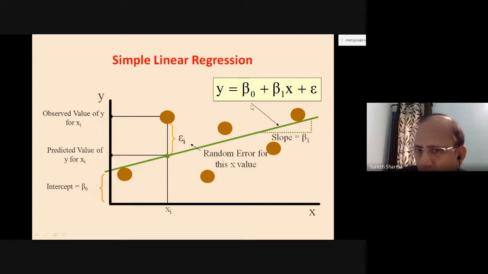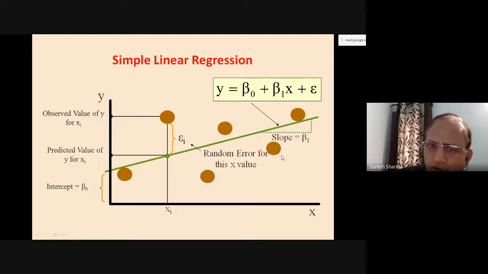What is a slope? You drop a line parallel to the x-axis from anywhere, then whatever angle theta is formed will give you the slope, and you can compute the value of beta 1. Beta 1 is something like tangent inverse, some complicated formula, but in terms of beta 1 you can get the value, and that is called the slope. If this would have been steeper, the slope would have been high. If this would have been a flatter line, the slope will be less.